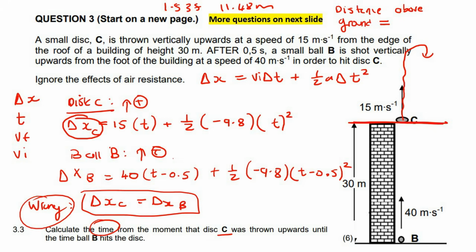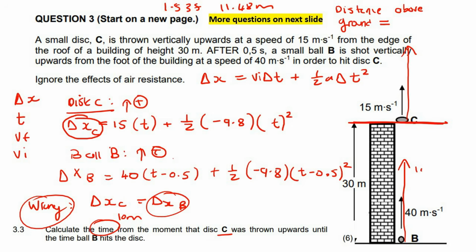Because let's say, for example, the displacement of C is 10 meters. Then what that means is that it went 10 meters upwards, okay? And then let's say the displacement of B is 10 meters, then that means it also went 10 meters upwards. So they would never collide. This object would be here and this object would be here, so it would never collide. So this is not the right way to do it, okay?